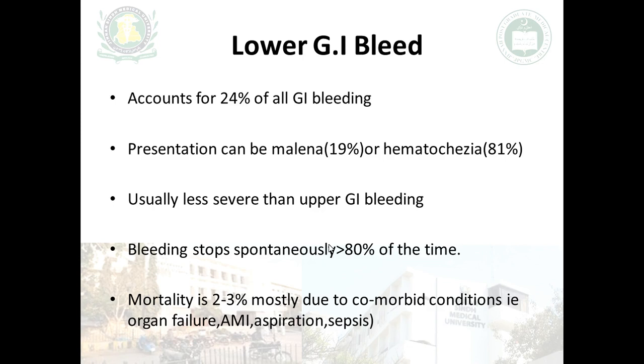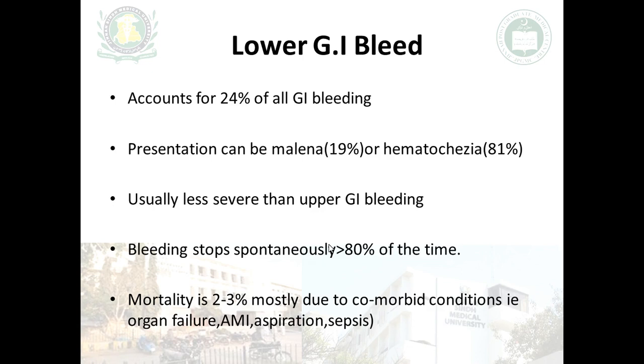If we consider all GI bleeds, 24% of the cases of bleeding are from the lower GI tract. It means if in your OPD 4 patients come to you with GI bleeding, there will be 1 patient with a lower GI bleed, and there are chances that 3 patients will be from the upper GI bleed.